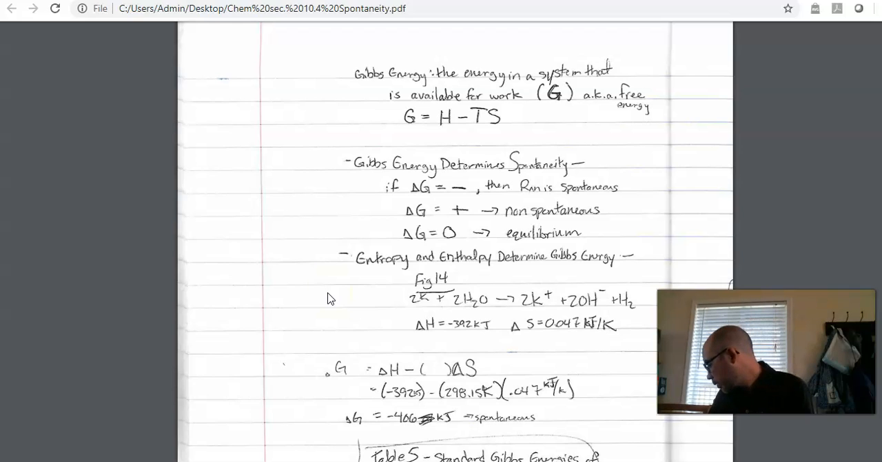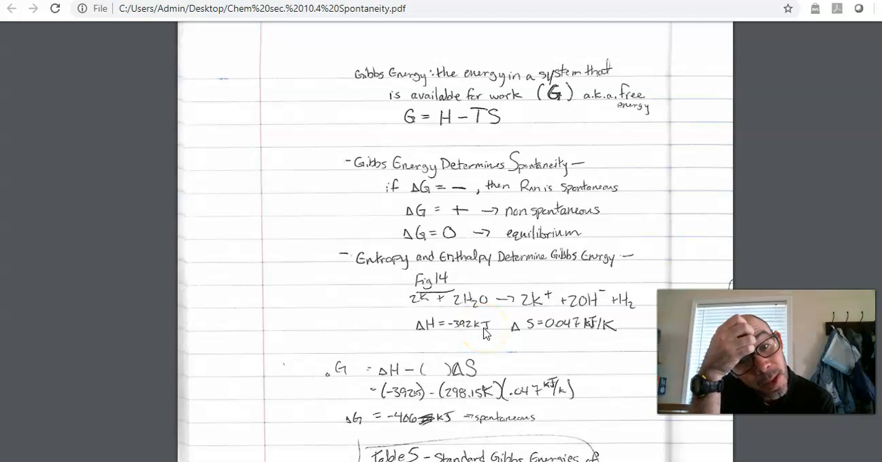Figure 14 shows them doing potassium and water in a spontaneous reaction. We know that those things in group 1 and 2, they hit the water, they blow up. And so we take that and we look at the numbers for these things. There is a change in enthalpy of negative 392 kilojoules. Now what does that mean? That means this is an exothermic reaction. Energy is going out of the substances into the surroundings. That's like an explosion there.